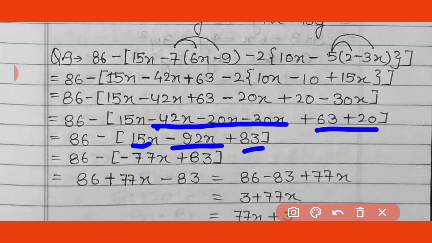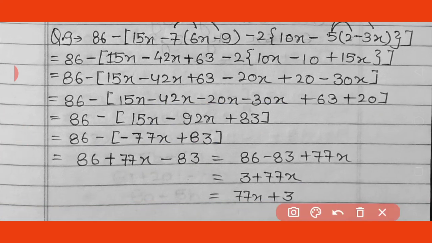So 92 will subtract 15x. It is getting the answer minus 77x plus 83. Now the bracket will open. The outside minus sign is given, so the sign will be changed for the terms present inside. So minus 77x becomes plus 77x, and plus 83 becomes minus 83. Now 86 will subtract 83, and then plus 77x. So 86 subtracted 83 becomes 3 plus 77x. Either way, we can also write 77x plus 3.